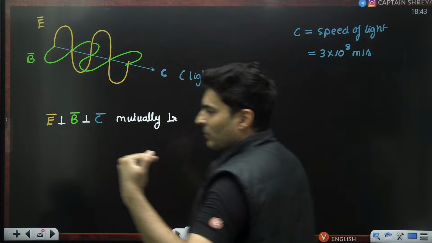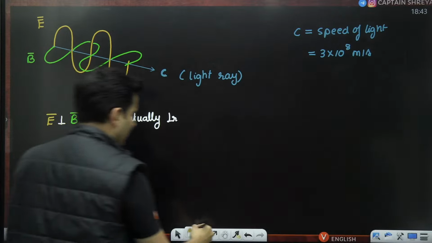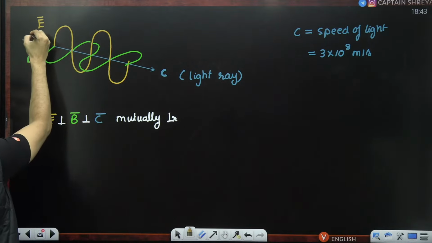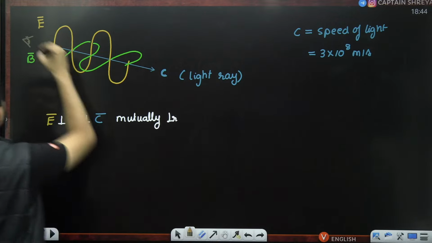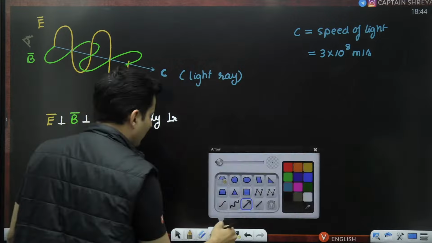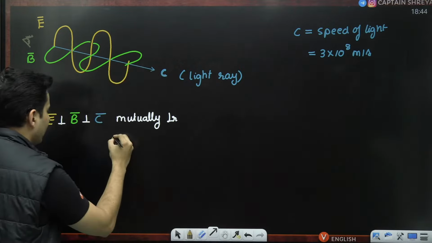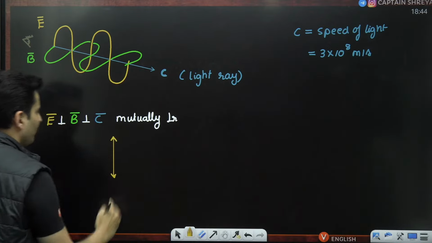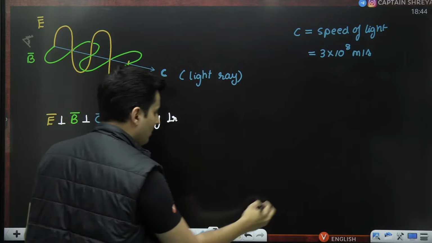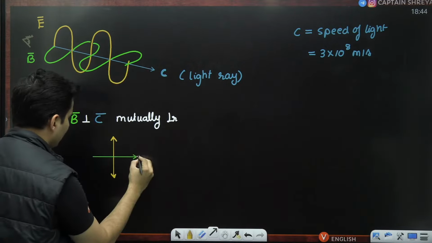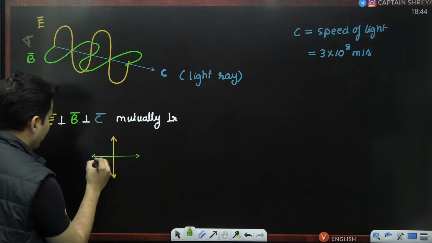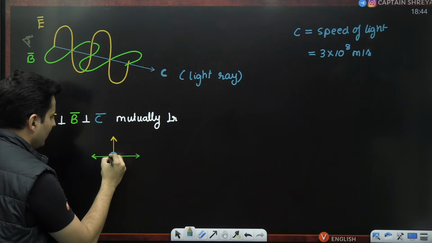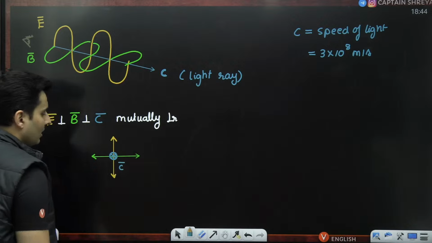If somebody sees it from behind, imagine there was an observer, or maybe from the front also, doesn't matter. Imagine somebody had to see this from behind. What would that person exactly notice? That person would see that the electric field is continuously changing up and down. It's continuously going up and down, and the magnetic field is continuously changing left and right, and the light ray is going away from him, something like this. The light ray is going something like this.